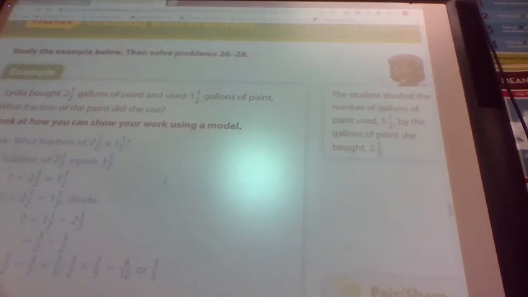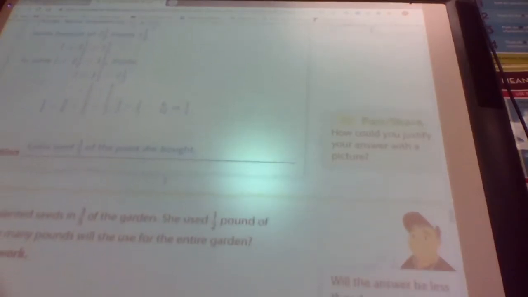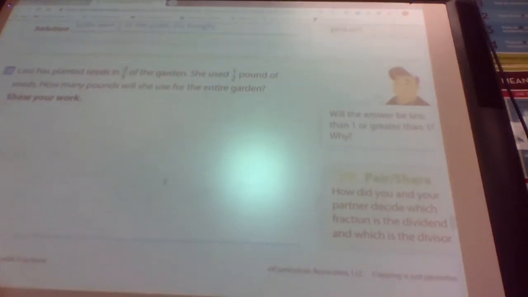All right. The next problem. Lexi has planted seeds in 3/5 of the garden. She used 1/2 pound of seed. How many pounds will she use for the entire garden? Okay. So basically, 3/5 of the garden is 1/2, right? So she's trying to figure out how many pounds will she use for the entire garden. So how would you set that problem up? That's a division problem. Now, what are you going to divide? 3/5 divided by 1/2?